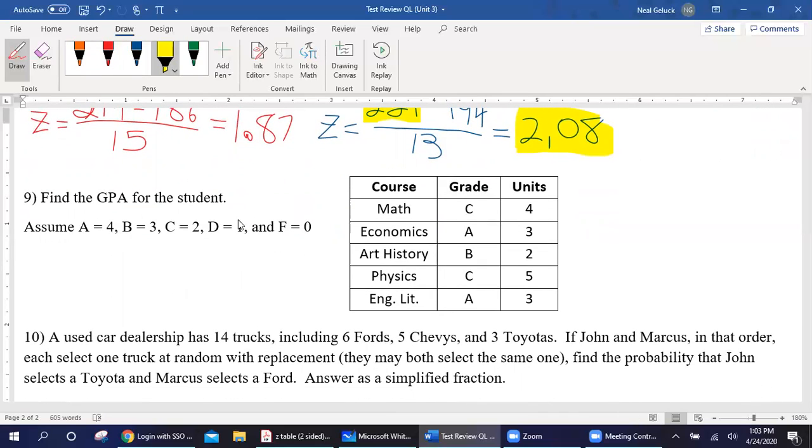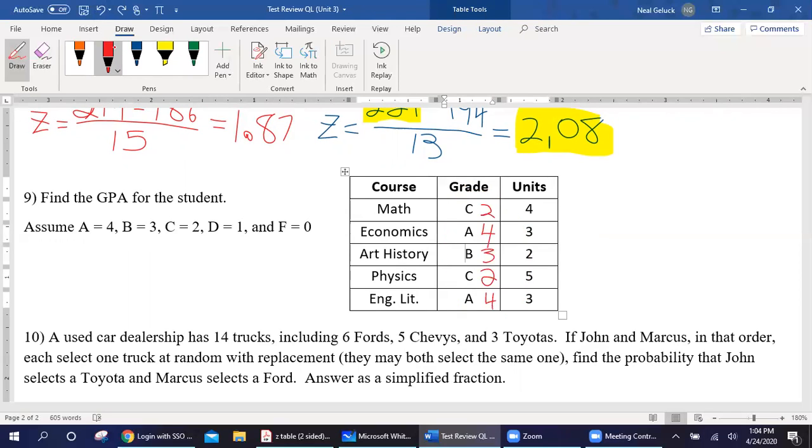On number 9, this one goes back to finding a mean. We talked about this in the notes as well. We are doing the GPA for a student with the normal 4.3.2.1.0 for the grades. So math, the student got a C, so that counts as 2. A is 4, B is 3, and so on. Now remember, we can't just average those numbers. We can't just average those because different courses are worth different amounts of units.